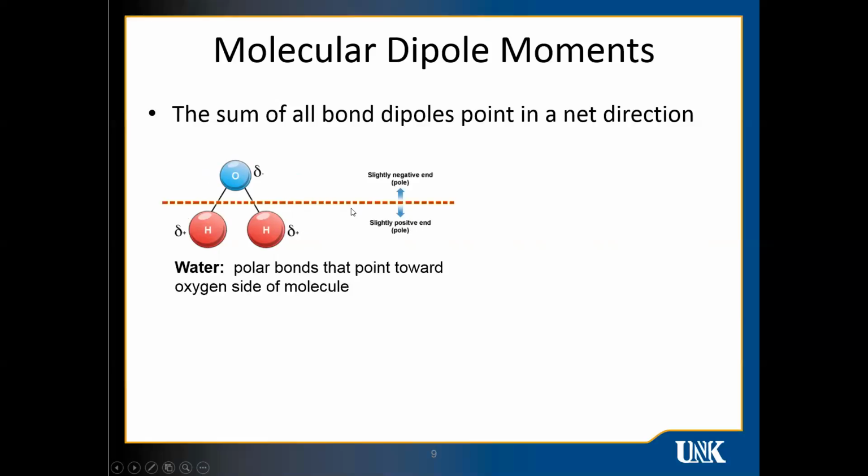Well, what this results in is that as a molecule, the oxygen side of the molecule has more electron density than the hydrogen side. And so this gives the entire water molecule a dipole moment. And so we would say that water is a polar molecule. It's a polar substance. And this actually has effects.